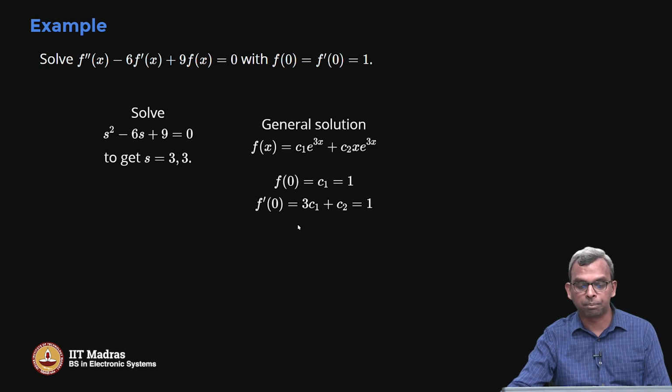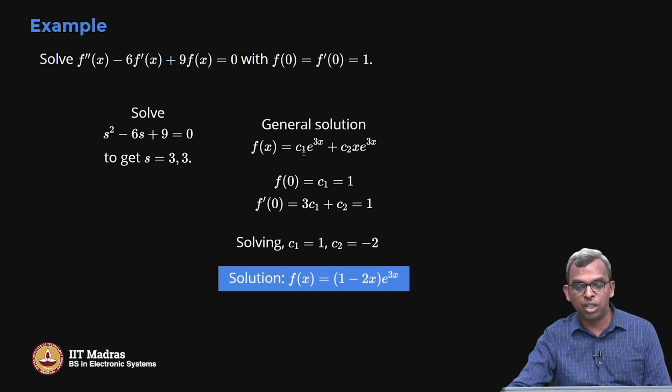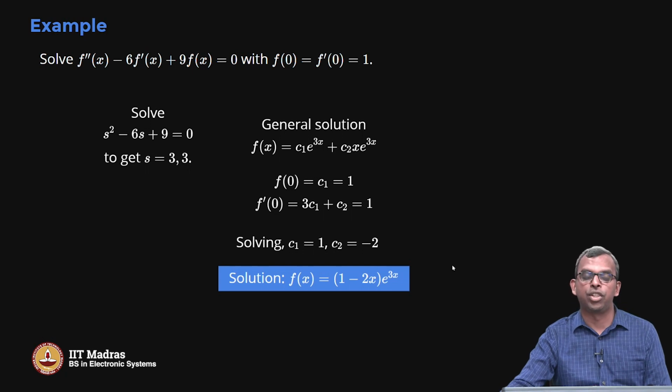X is 0, right? And then you have to do a derivative. Derivative takes a little bit of effort. I mean, just make sure you use the product rule here. Here it's okay. You will get 3c1 plus c2 equals 1. And then you can solve from these two to get c1 equals 1, c2 equals minus 2. And the solution here you can combine, right? So e power 3x is common in both terms. So the solution is 1 minus 2x times e power 3x for this differential equation.